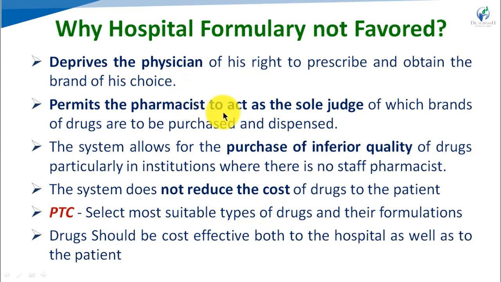Then it permits the pharmacist to act as the sole judge of which brands of drug are to be purchased and dispensed. देखिए यहाँ पे बहुत बार ऐसा होता है कि फार्मासिस्ट खुद he will take the judgment of the hospital, which brand should be taken in the hospital, which brand should be purchased from the manufacturer and which should be dispensed. तो ये थोड़ा कंट्रोवर्शियल है. If the pharmacist makes the choice himself, there might be chances the system allows the purchase of inferior quality. And if there is a PTC, the Pharmacy and Therapeutic Committee, then a good quality brand might be purchased. So the system does not reduce the cost of the drug to the patient.